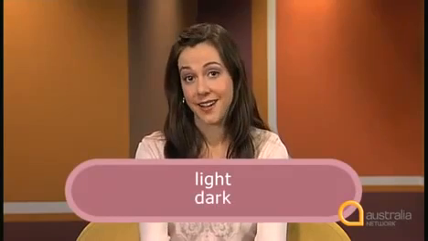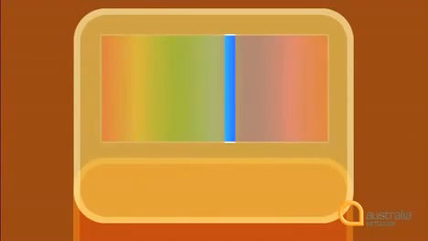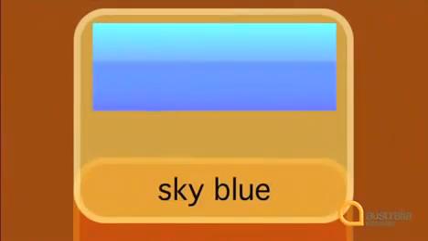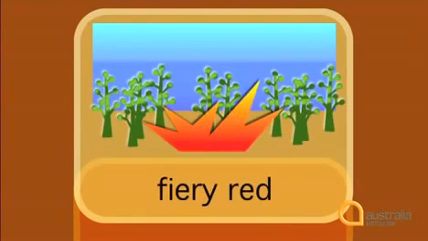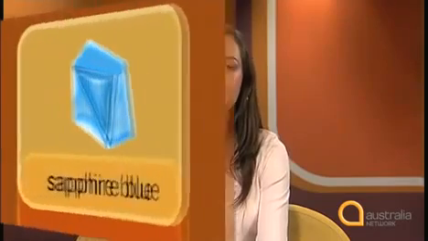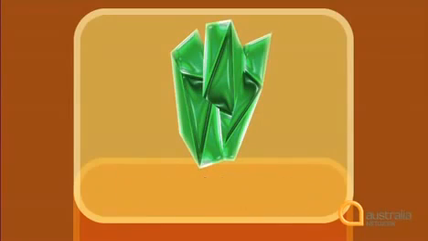We talk about shades of colour in different ways, most commonly by using light and dark. For example, light blue, dark blue. Or sometimes we refer to nature. For example, sky blue, forest green, fiery red. We also use precious stones to describe colour. For example, sapphire blue, emerald green, ruby red.